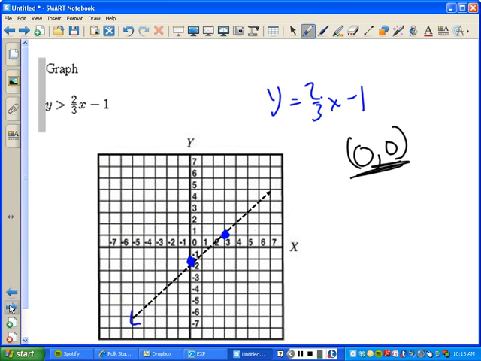So now over here, does 0, 0 work? Is 0 greater than 2/3 times 0 minus 1? So is 0 greater than -1? Is 0 bigger than negative 1? The answer is yes.